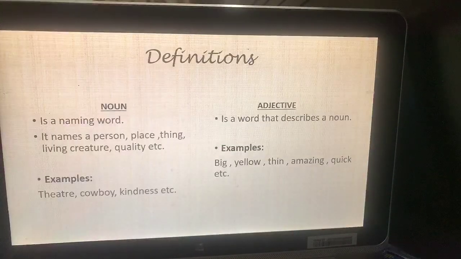First up, noun. A noun is a naming word. It names a person, place, thing, living creature, quality, etc. For example, theater, cowboy, kindness, etc. Next, adjective. An adjective is a word that describes a noun. It tells you something about the noun. For example, big, yellow, thin, amazing, quick.